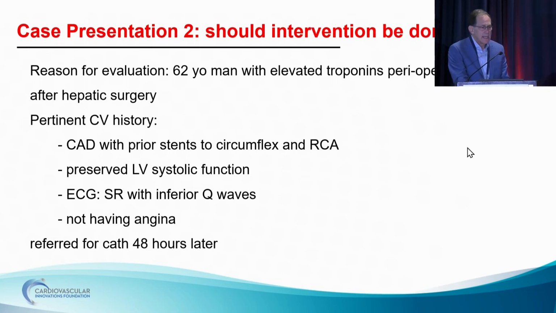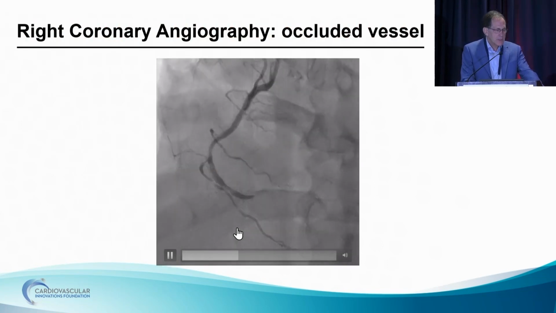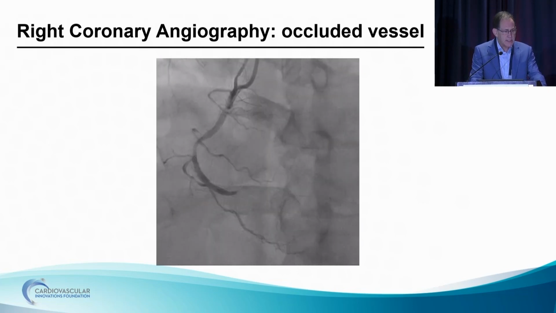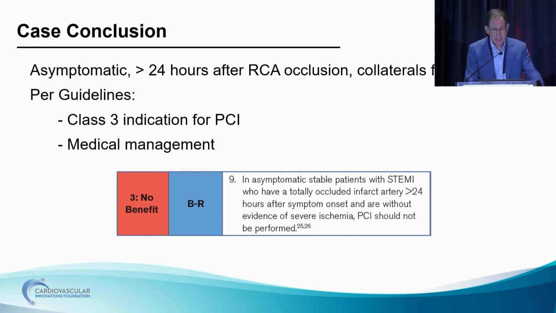Okay, next case. Should intervention be done at all? A 62-year-old with elevated troponins perioperatively after hepatic surgery, had a wedge resection. Pertinent cardiovascular history, he's got prior coronary disease and stents, preserved LV function. EKG shows sinus rhythm with inferior Q waves. He's not having angina. He comes to the cath lab after the weekend. What does he have? Got an occluded right coronary artery. Looks pretty straightforward to proceed with, but guidelines say he's asymptomatic. He's more than 24 hours after a right coronary occlusion. He's got collaterals from the left. Per the guidelines, class 3 indication for PCI, medical management, unless he's having ongoing symptoms, hemodynamic issues, et cetera.